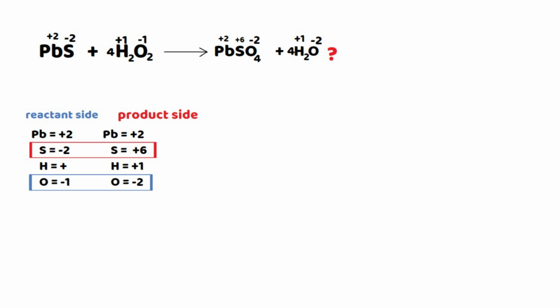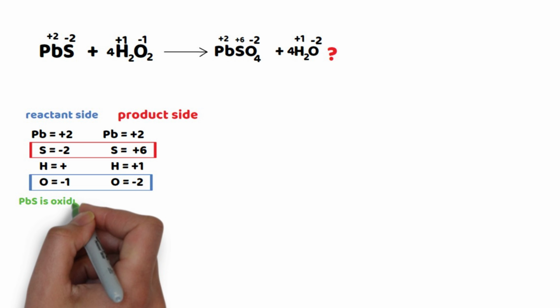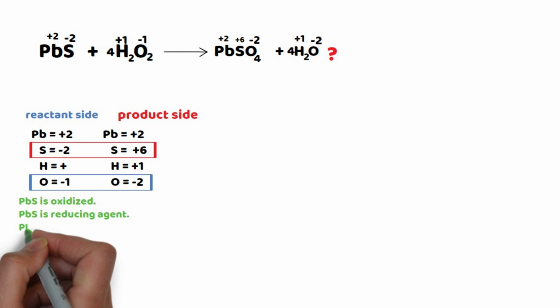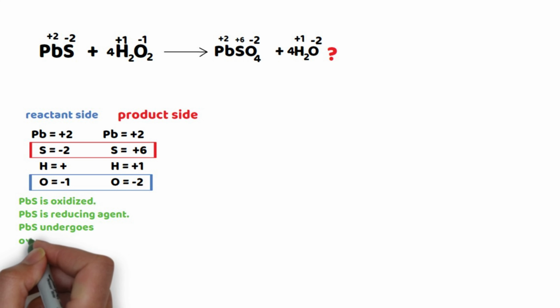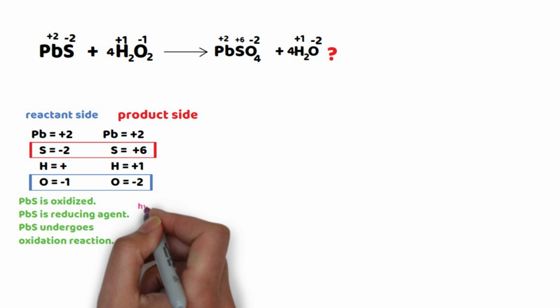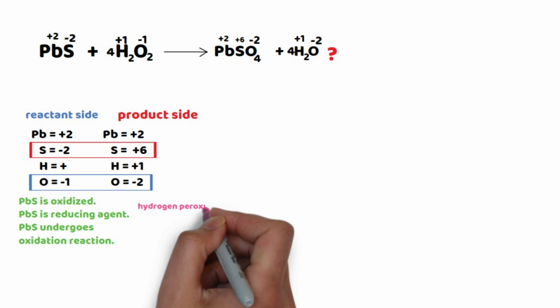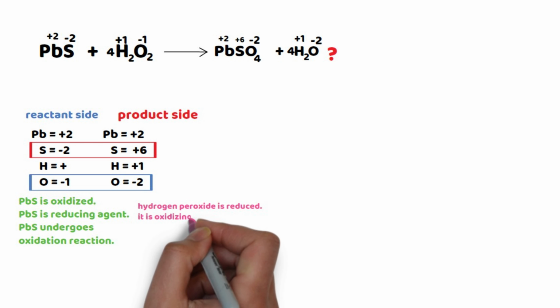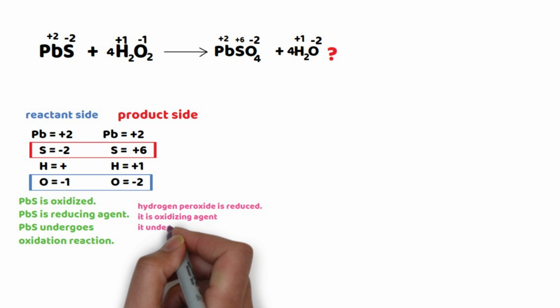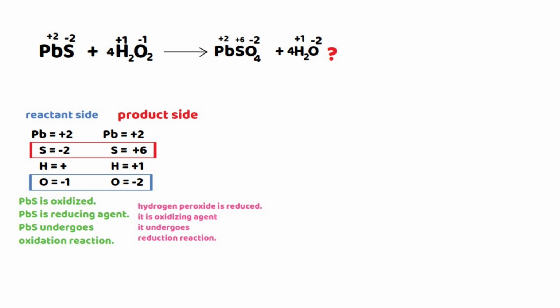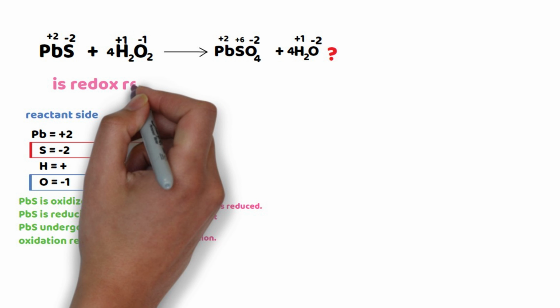Look, the oxidation number of sulfur changed from -2 to +6. That means sulfur loses electrons, and the oxidation number of oxygen changed from -1 to -2, which means that oxygen gains electrons. Therefore, lead sulfide is oxidized. Lead sulfide is a reducing agent, and lead sulfide undergoes an oxidation reaction. But hydrogen peroxide is reduced, which means that it is an oxidizing agent and it undergoes a reduction reaction. Therefore, this chemical reaction is a redox reaction.